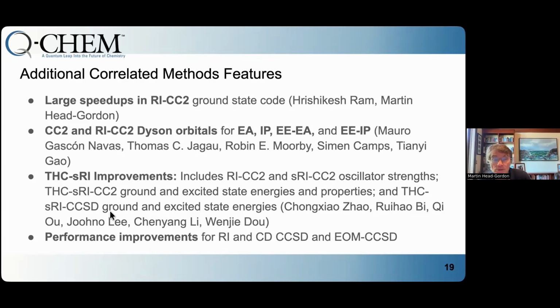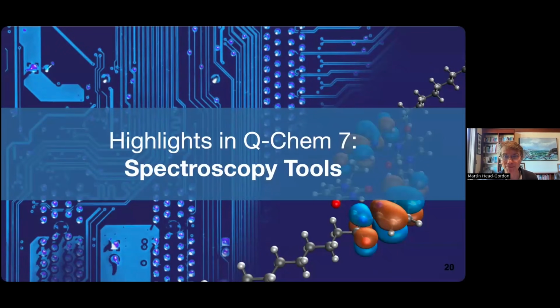From Wenji Dao's group, in collaboration with Junho Lee, are a bunch of fast methods, stochastic RI with tensor hypercontraction. And then for the right answer, for the right reason, coupled cluster theory, there are performance improvements that are useful. So altogether, quite a lot new here. And now let me jump to spectroscopy tools.